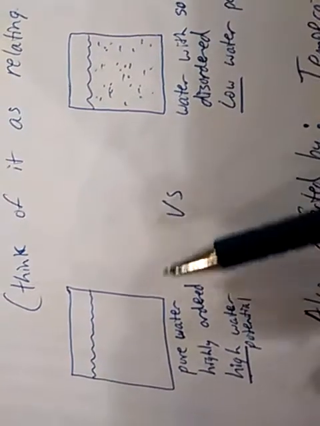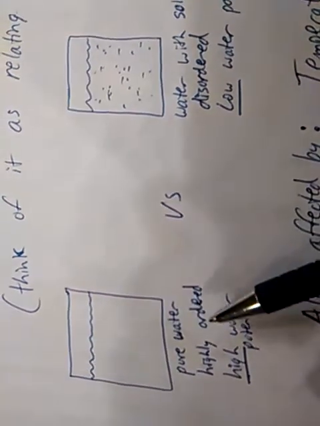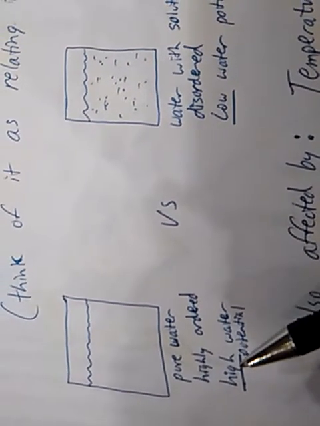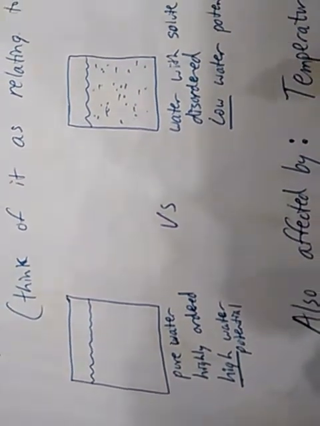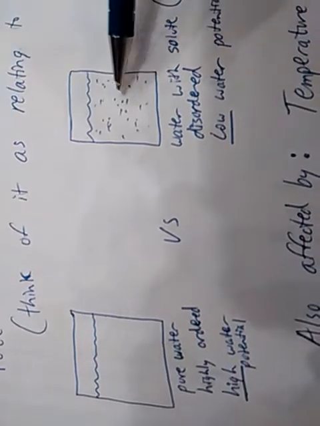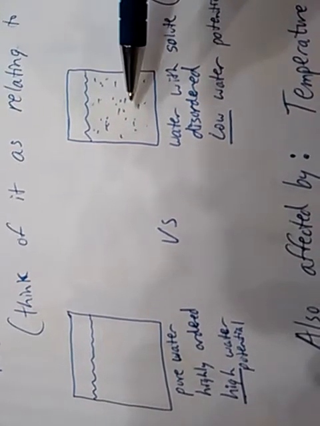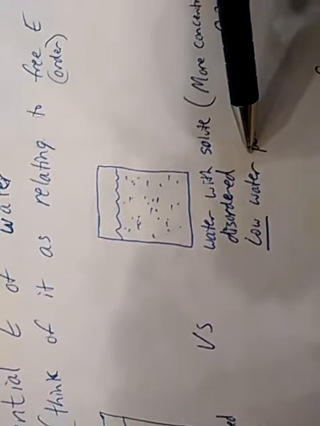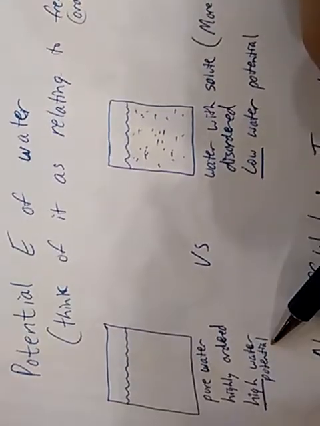And here's an example. So we've got two different solutions here. One, pure water. It's highly ordered. There's nothing mixed in with it. And we would say that has high water potential. And water over here has a lot of solute mixed in with it. It's got a greater degree of disorder, and therefore we say it has low water potential. So high potential, low potential.